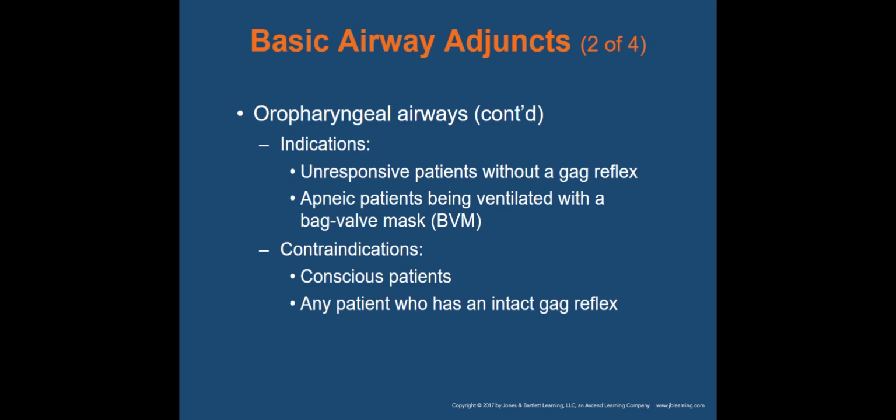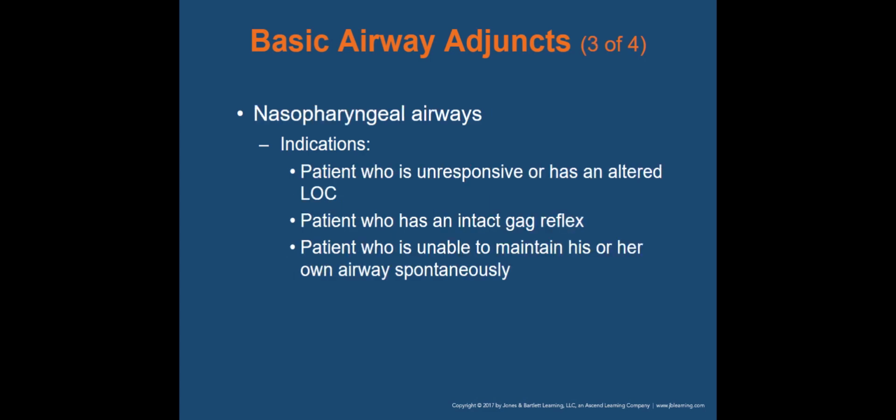Oropharyngeal airways are indicated in unresponsive patients without a gag reflex, and apneic patients being ventilated by bag valve mask. Contraindications are conscious patients and any patient who has an intact gag reflex. So, how do I check a gag reflex? Well, one of the best ways to tell is called a flutter response. You basically brush your finger across the eyelashes of an individual, and if their eyelashes flutter, then they still have a gag reflex. If their eyelashes do not flutter, then they most likely do not have a gag reflex.